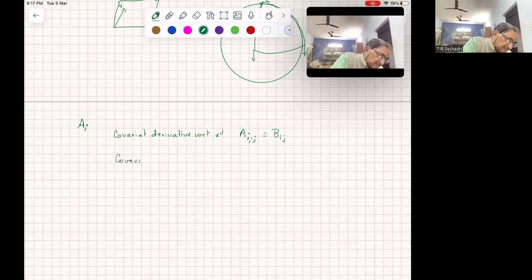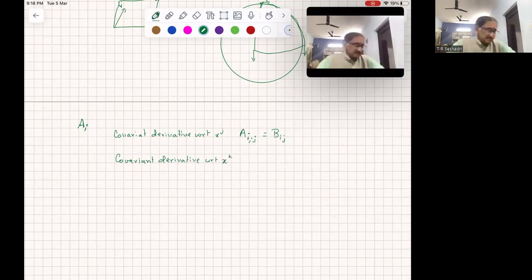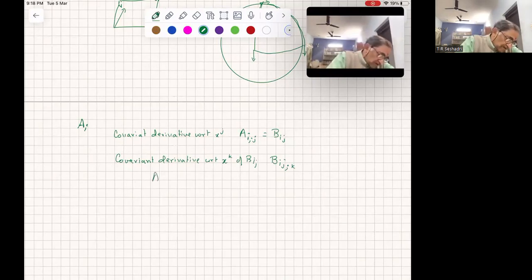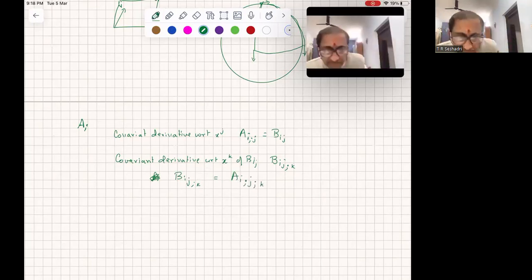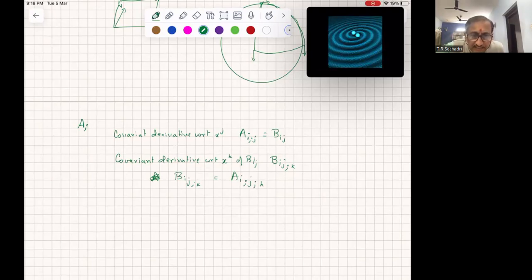Now, the covariant derivative with respect to some other direction, xk, the kth direction, of Bij will be Bij semicolon k. All right. And so Bij semicolon k is equal to Ai semicolon j semicolon k. Harish, do you see this is the second derivative which is coming? Yes, yes. Okay. So this is this one.